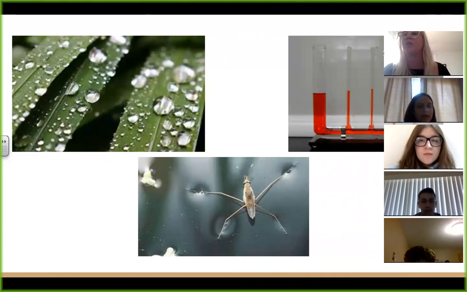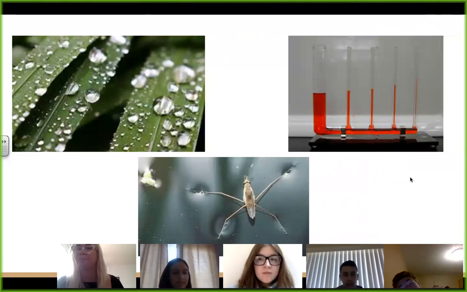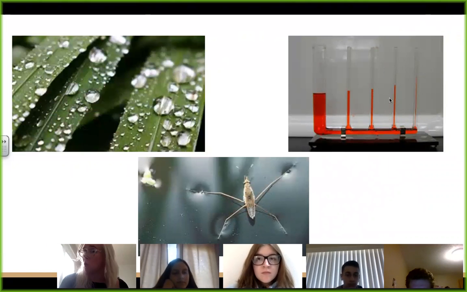And then this picture here with the red capillary tubes is a demonstration basically of if you have a thinner tube, the water will go up higher. But basically, water will move up that tube without you having to do anything, which is pretty cool. It's because the water is attracted to the side of the tube and it's attracted to each other, so it will start climbing up the tube.